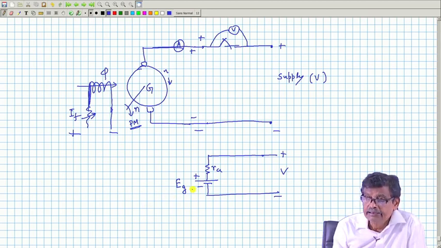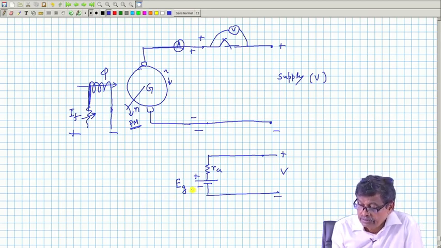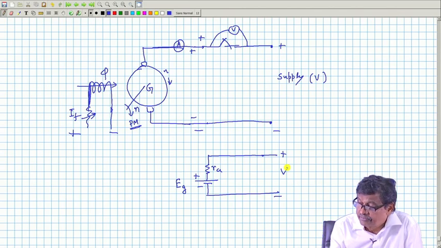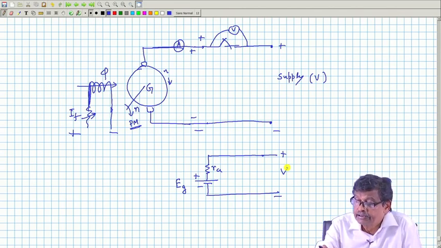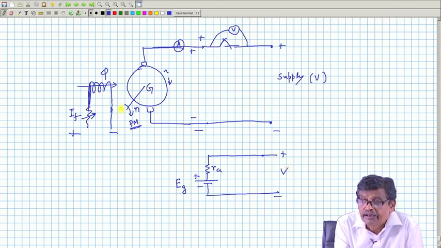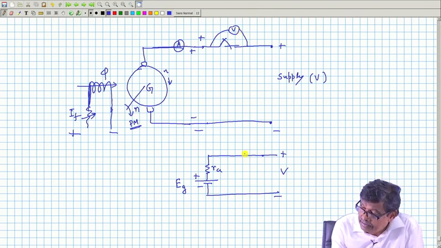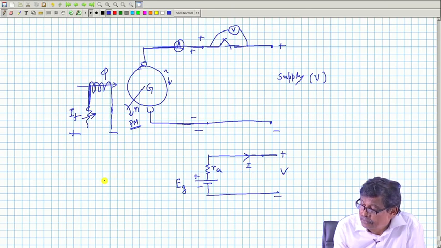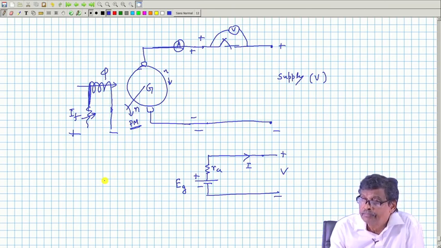So, I can, if I wish, increase this E g above V. After successfully connecting in parallel with this supply, I will play with this field current, I will increase this field current. If I do that, then the current will be like this, separately excited machine, mind you, current will go to the positive terminal of the battery.